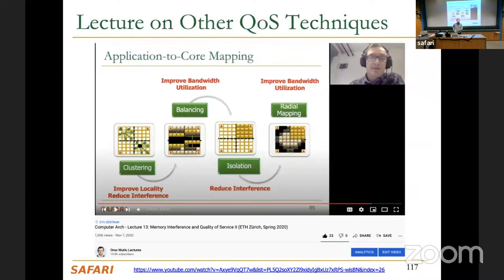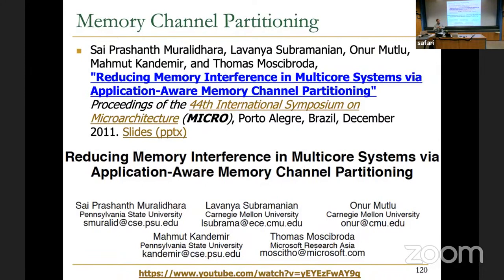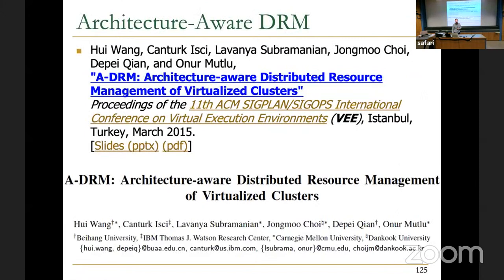Okay, so we're going to talk about memory channel partitioning. And we've kind of given this idea earlier. The idea here is to partition the channels, right? We're going to talk about source throttling a little bit. And if we have time, we're going to talk about application to core mapping. Some of these techniques are actually employed in data center schedulers.